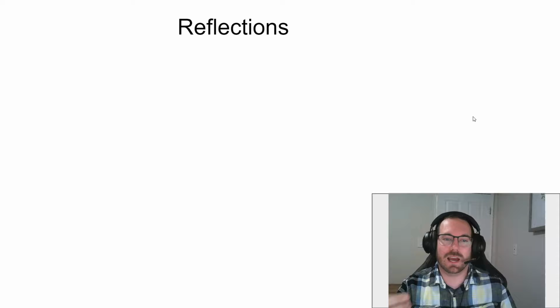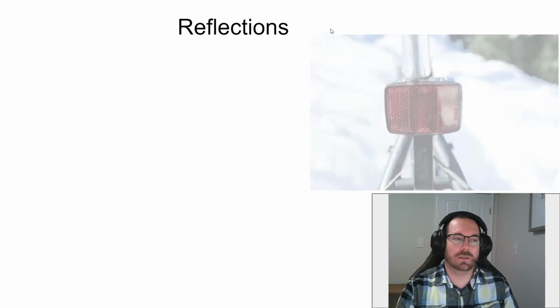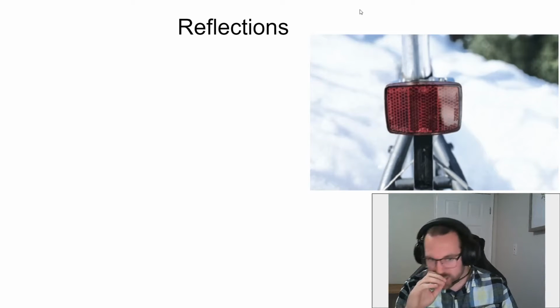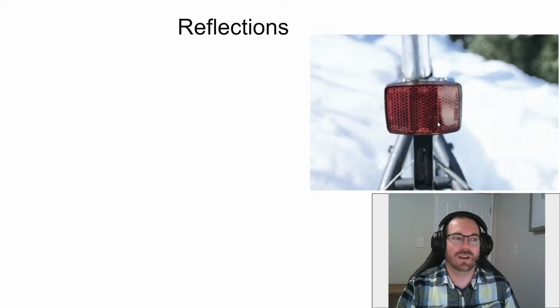So now let's take a look at how we can use reflections or reflectors in different ways. Well, cars and bikes, all sorts of different things have reflectors to make these vehicles more visible at night. Here we have a reflector in which hundreds of tiny flat reflecting surfaces are all arranged at 90 degree angles to one another. This is really, really cool, the way that reflectors actually work.